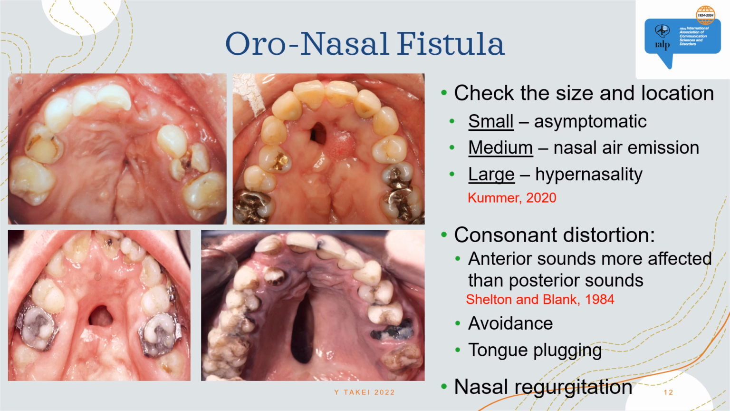There may be consonant distortion in patients with fistula, and it is reported that anterior consonants are more affected than posterior consonants. The patient might try to avoid the fistula and produce the sound behind the fistula, or the patient might try to close the fistula with the tongue, which can cause a lateral distortion. And also, large fistulae can cause regurgitation of food and liquids into the nasal cavity during eating.